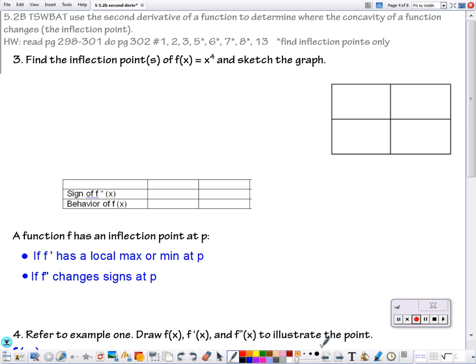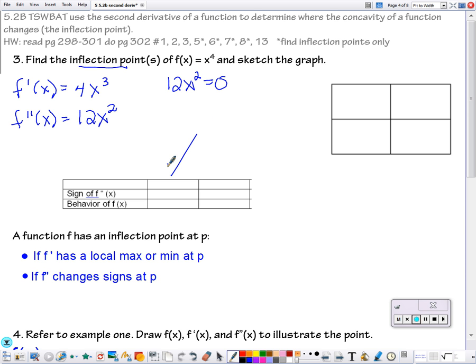Find the inflection points of f of x equals x to the fourth. Okay, so now we actually have a chart here. So you draw this chart in your packet. To find the inflection point, we need the second derivative. So let's find the first derivative, then the second derivative. So where the second derivative equals 0 will hopefully be an inflection point.